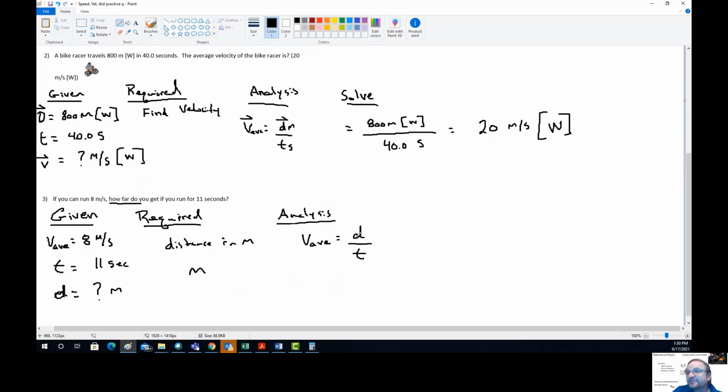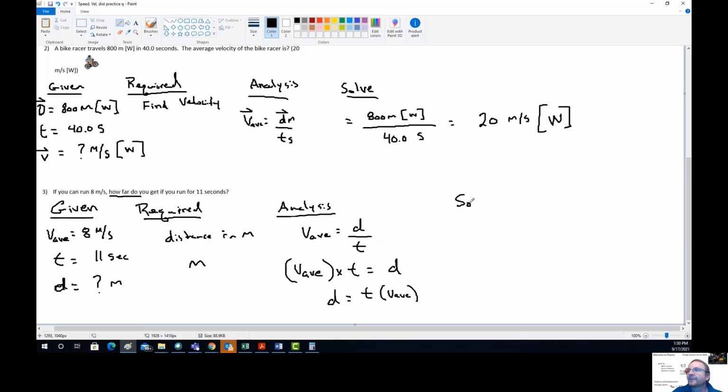But we've got to get distance all alone. So to get distance all alone, we're going to multiply time out. So it's going to be V average times time. Just put this on your formula sheet: D equals time times my speed. And it kind of makes sense, right? 8 meters in 1 second, so 16 for 2, and 24 for 3, and 32 for 4. So it's going to be 11 seconds times my speed, right?